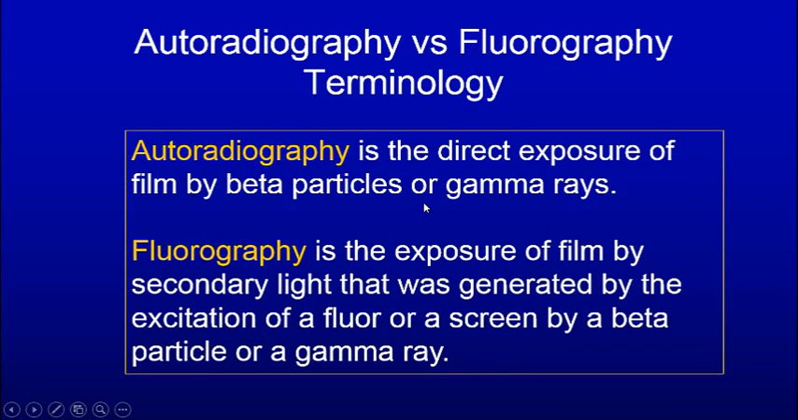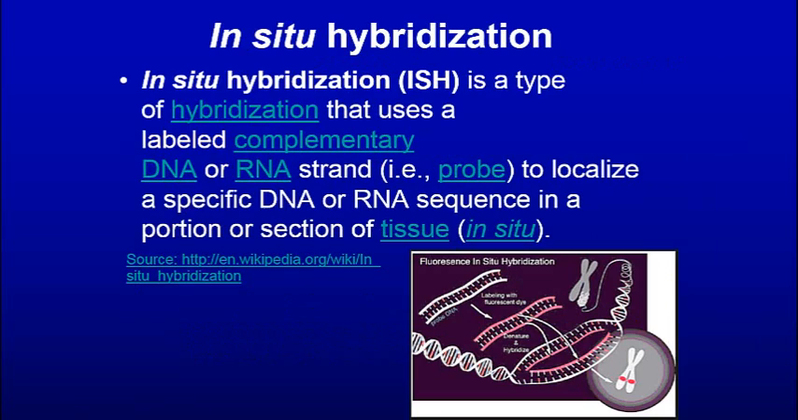So autoradiography is a direct measure of exposure of film by the beta, alpha particles, or gamma particles. Fluorography is exposure of a film by secondary light. So the primary radioactivity hits something and makes a secondary light that you actually see on the fluorescent screen. So you shine the light on the fluorescent screen, and that fluorescent screen gives off light, and that's what you're seeing.